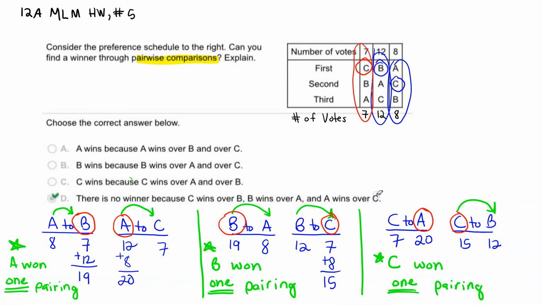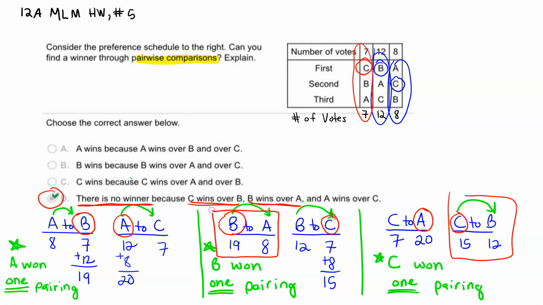Now, the answer choice is worded a little bit differently than we talked about in class, but that's okay. We know that there is no winner, so it has to be D, but it's saying there's no winner because C wins over B, so C won one pairing. That's what that's saying. And B wins over A, so B won a single pairing, and A wins over C, so A won a single pairing. So that was just a different way to say which pairings each candidate won. And since they each only won a single pairing, they're all tied, there's no clear winner.